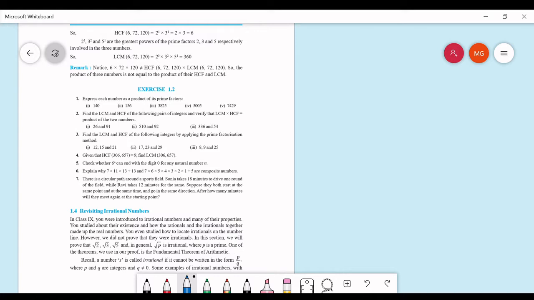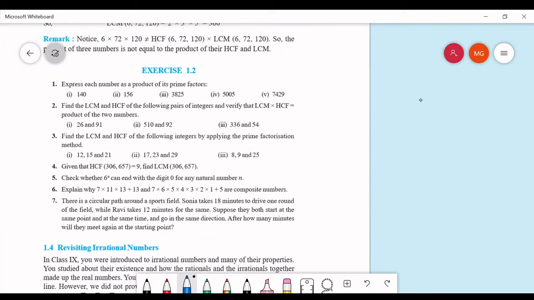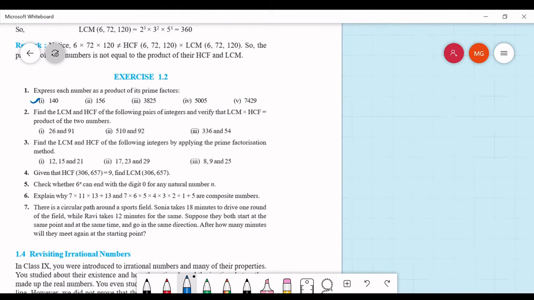In the previous lecture, I have explained you the examples till example number 8. So, today we'll move on to our exercise, that is exercise 1.2. See, we'll look for this question. Question number 1. Express each number as a product of its prime factors. Right. So, I'll take this first one.